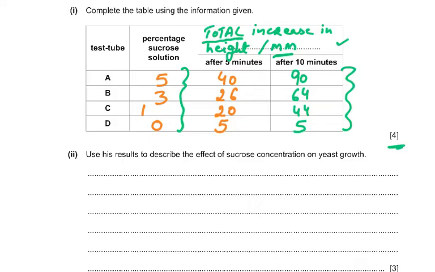Well, what has happened? More sucrose, more growth. More growth, why? More respiration, more carbon dioxide produced. And less concentration, less growth. With 0%, there was more growth between 5 and 10 minutes than between 0 and 5 minutes with sucrose, and little growth with 0% or in which there was no growth.